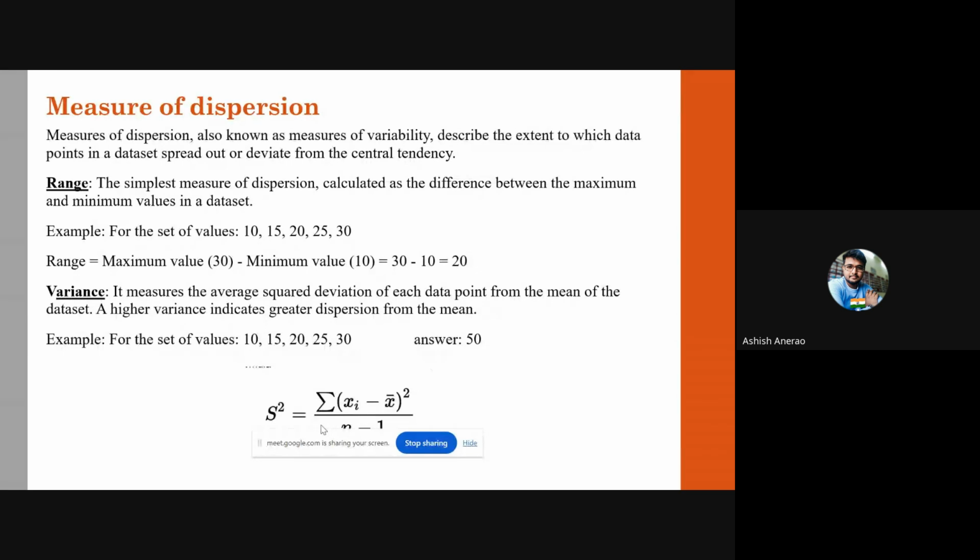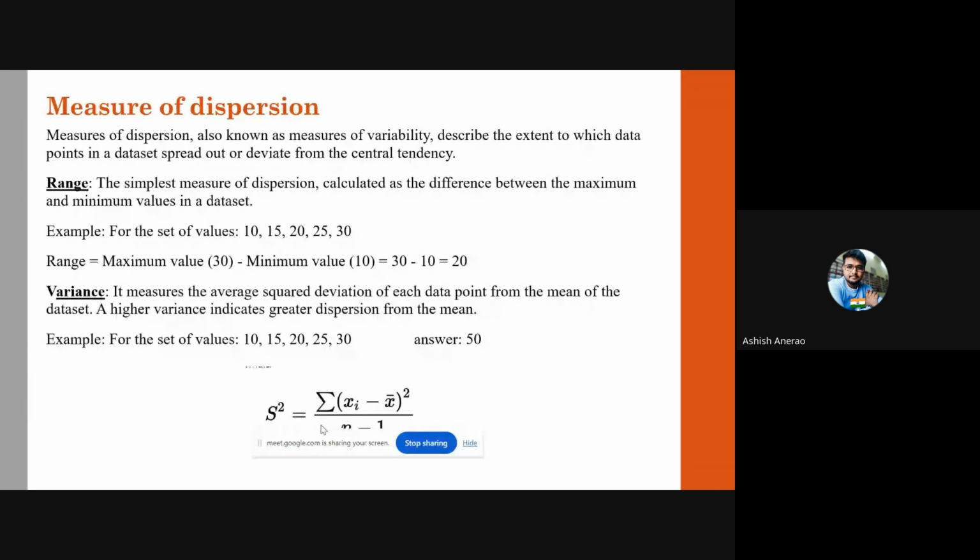Means how many values are spread from our center value, like our mean or our median. Okay, so if you want to find how many values spread from our mean, at that time we use measure of dispersion to calculate that thing.